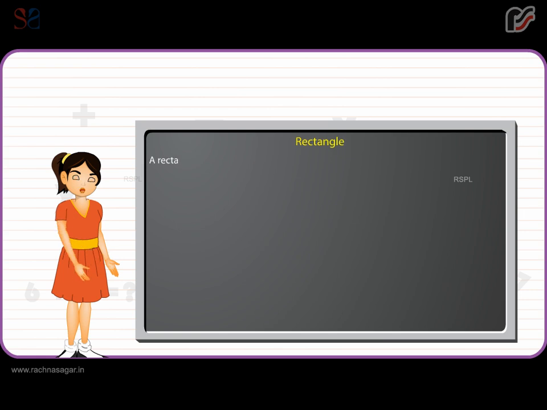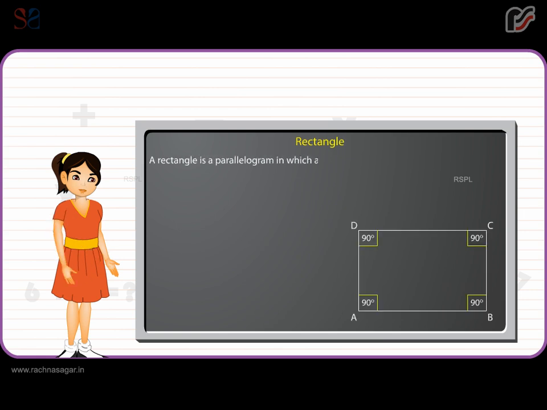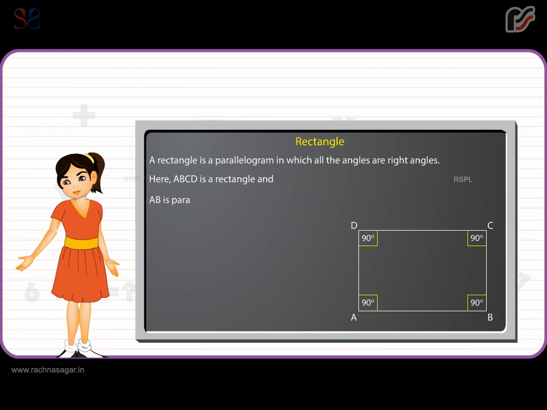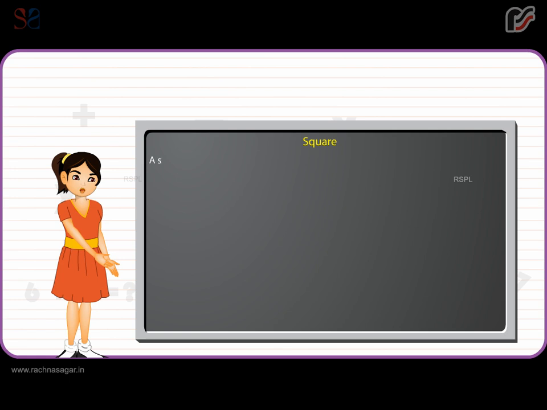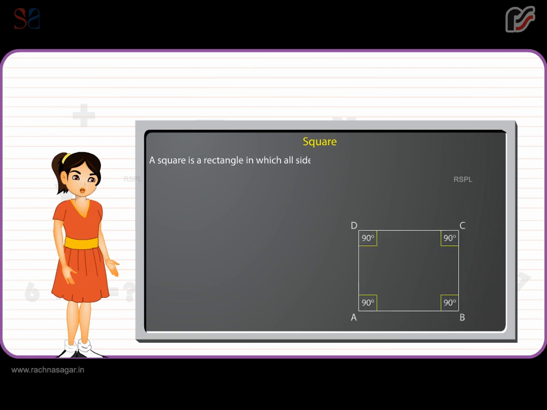Rectangle. A rectangle is a parallelogram in which all the angles are right angles. Here, ABCD is a rectangle and AB is parallel to DC, AD is parallel to BC, AD is equal to BC, AB is equal to DC. Angle A is equal to angle B, is equal to angle C, is equal to angle D, is equal to 90 degree.